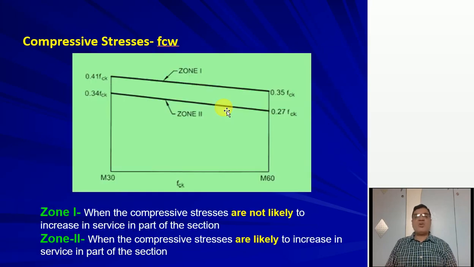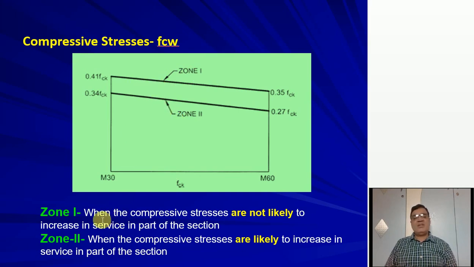What about the compressive stresses at final condition? The final condition is FCW. Here F means permissible stress, C means in concrete, and W means at working condition, or service condition. Now in this graph, two zones are given, zone 1 and zone 2. Now what are zone 1 and zone 2?